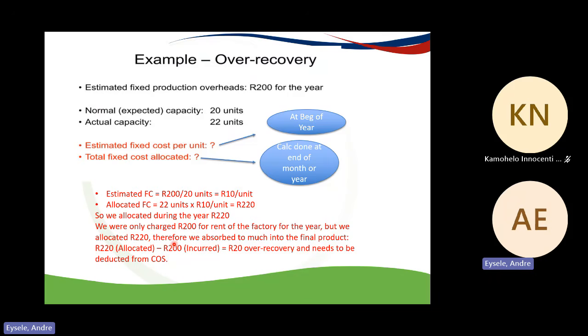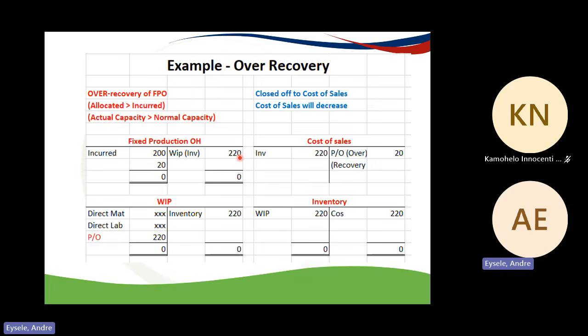So colleagues, basically what we are saying is, if your actual capacity is greater than your normal capacity, you will have an over recovery, and then you will make a deduction in your cost of sales. Okay, the opposite is also true.